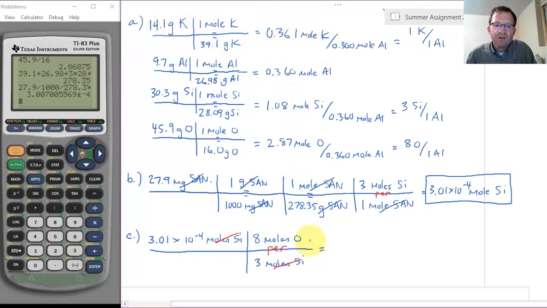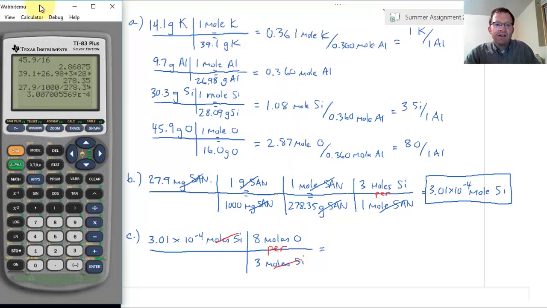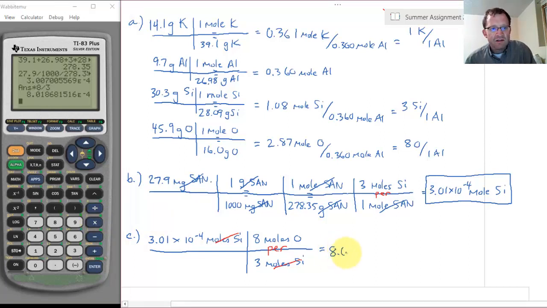So, punch this into my calculator. I've already got it stored, right? It's my previous answer. So, in most calculators, and probably yours too, if I just hit times 8 divided by 3, I'm going to use that answer, right? Times 8 divided by 3. And it says the answer should come out to be 8.02 times 10 to the negative 4 moles of oxygen.